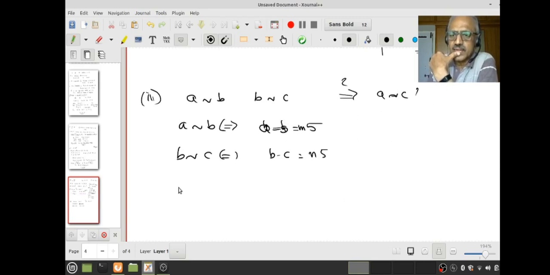Now I want to look at a minus c, whether it is equal to something times 5. This something is what I have to find out. But that's very easy. Can you see how? Suppose I add here: a minus b is m times 5, b minus c is n times 5. Therefore if I add, b cancels. Therefore a minus c is (m plus n) times 5.